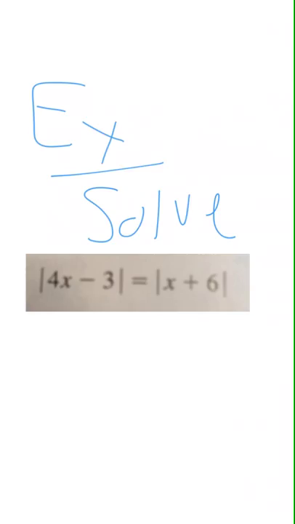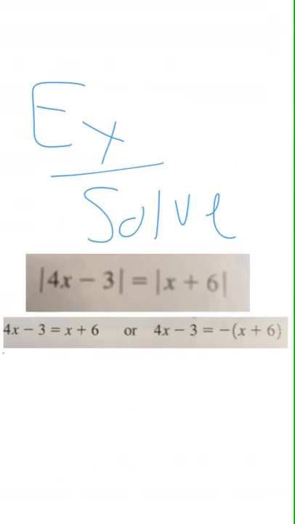Alright, here's another example. Solve the absolute value of 4x minus 3 is equal to the absolute value of x plus 6. When you have two absolute values that are equal, they're either equal in value or opposite in value. What this means is that 4x minus 3 is equal directly to x plus 6, or 4x minus 3 is equal to the opposite of x plus 6. So we have to solve each of these equations separately.